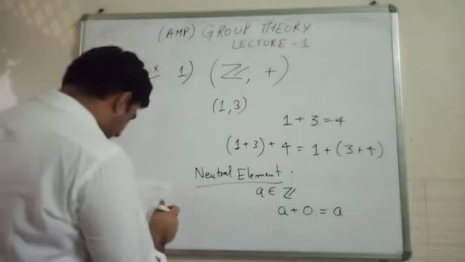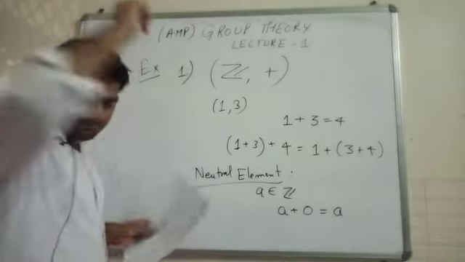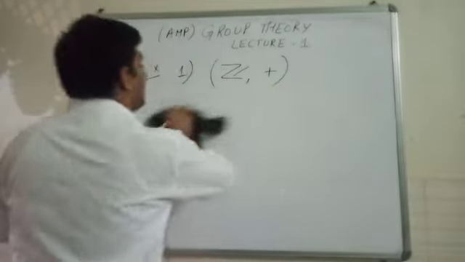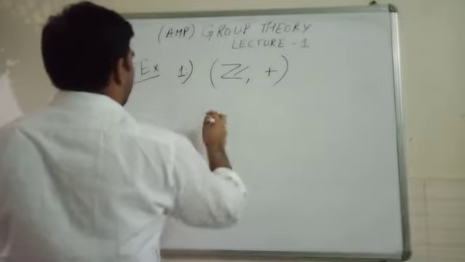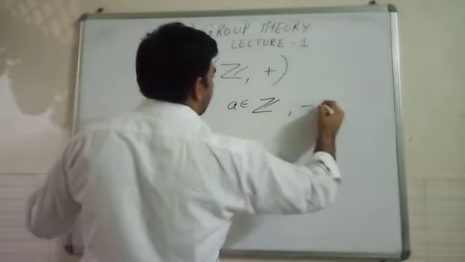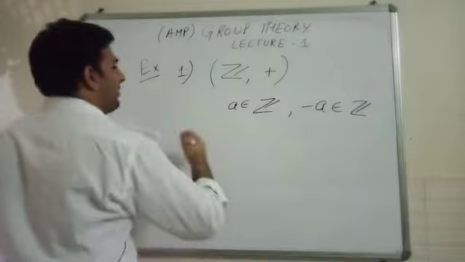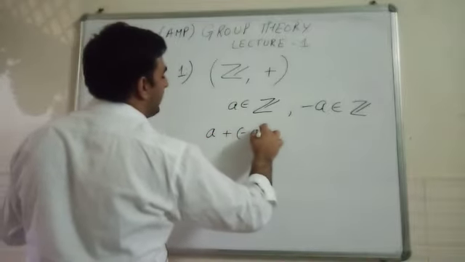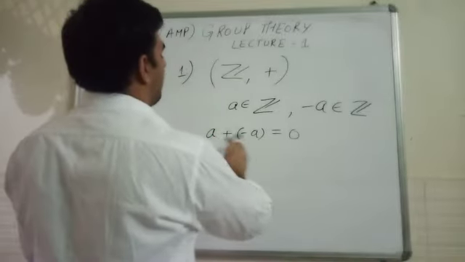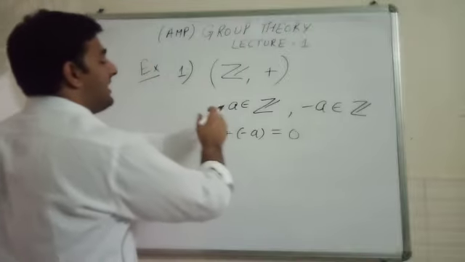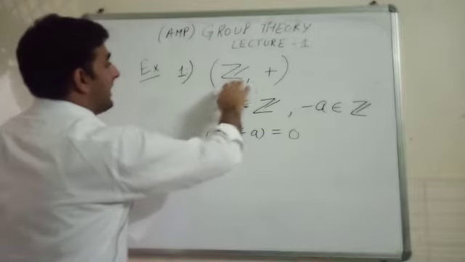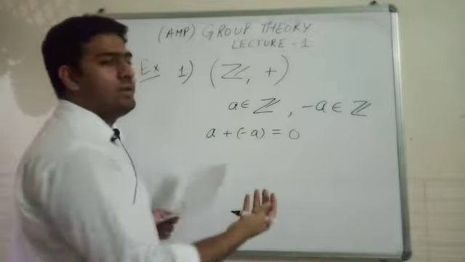So let's now take the inverse element. For example, let A be any integer. Now clearly minus A is also an integer. So if you add them, A plus minus A is clearly 0. So for every integer A, there's an integer minus A, and if you add them, it gives the neutral element. So clearly every integer has an additive inverse. So Z with the binary operation of addition is clearly a group.